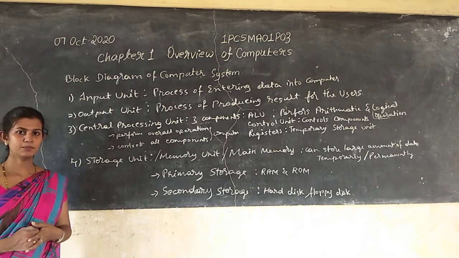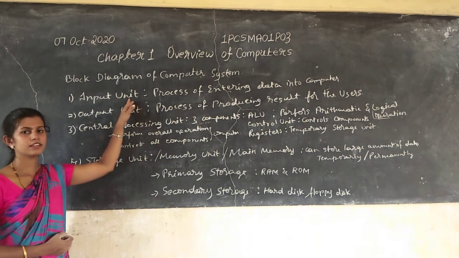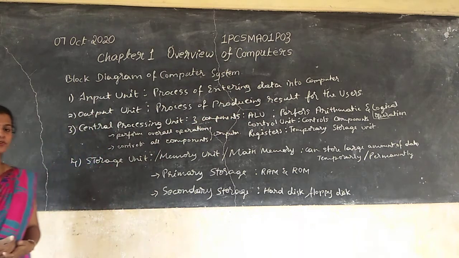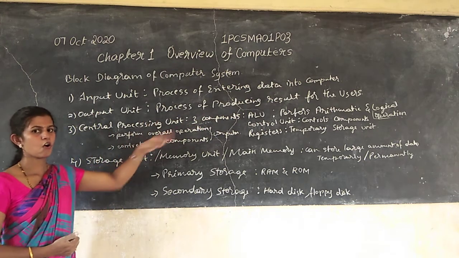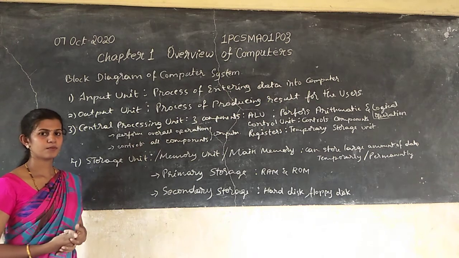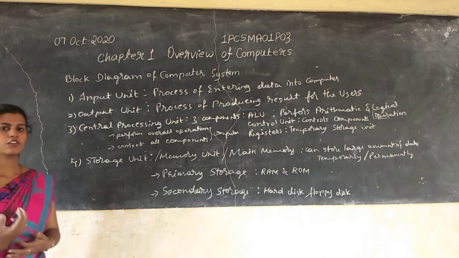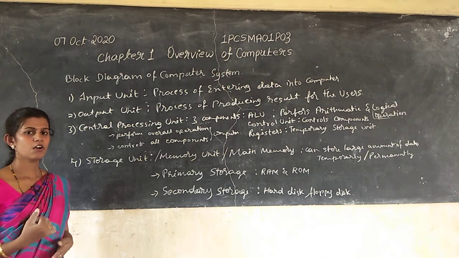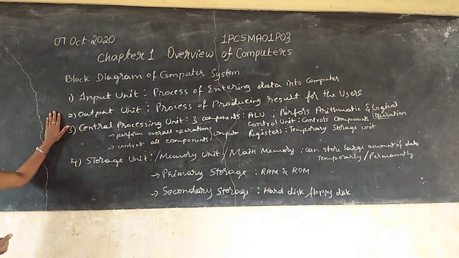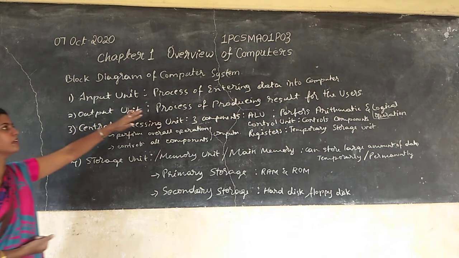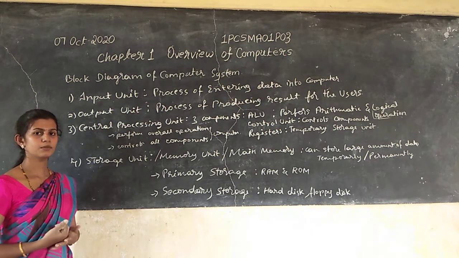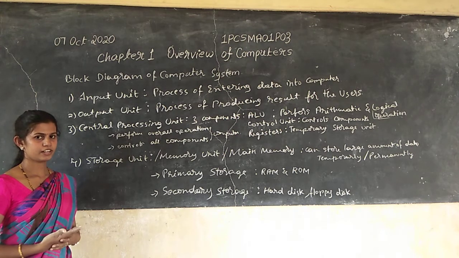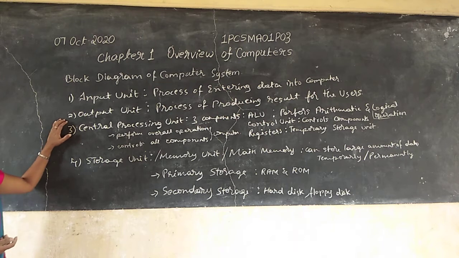First we will see the input unit. What is input unit? It is the process of entering data into the computer. Data in the sense is a raw fact, it will be in the form of text, numbers, audio, video or images. The data will be entered through some of the input devices like keyboard, mouse, joystick, barcode reader, etc.